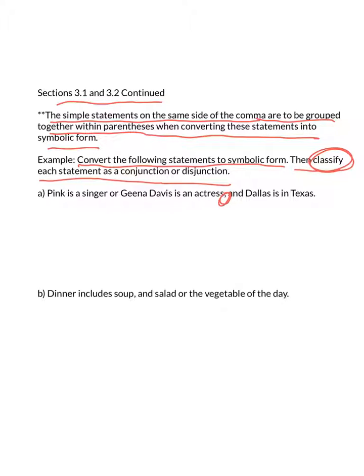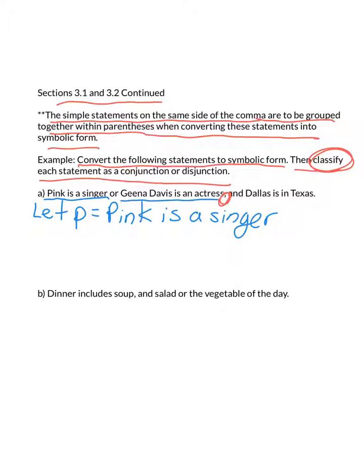To begin step 1, we have to assign letters starting with the letter P to represent each of the ideas. I'll do that in blue. So we start with P, traditionally in logic. We're going to let P represent the first idea, so we're going to read back through the sentence again. The first idea that we encounter is Pink is a singer. So let P represent the idea that Pink is a singer. The next idea is that Gina Davis is an actress. We're not judging these ideas to be true or false yet, by the way. That's going to come later in the chapter. Right now, our mission is just simply to convert this to math symbols.